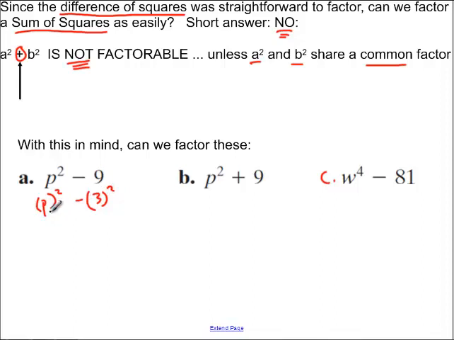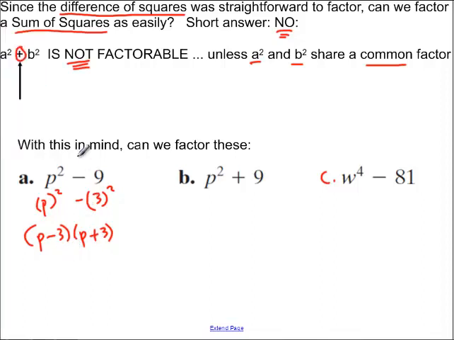p squared minus 3 squared gives me a squared minus b squared. So here our a is p and b is 3, so we rewrite this as p minus 3 times p plus 3. Keep in mind that you could write the p plus 3 first and the p minus 3 second. Multiplication is commutative that way. If I'm multiplying 2 times 3 it's 6, but 3 times 2 is also 6, so either way you write it, that's okay.